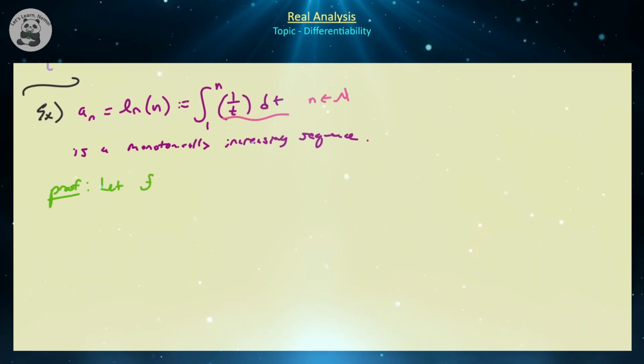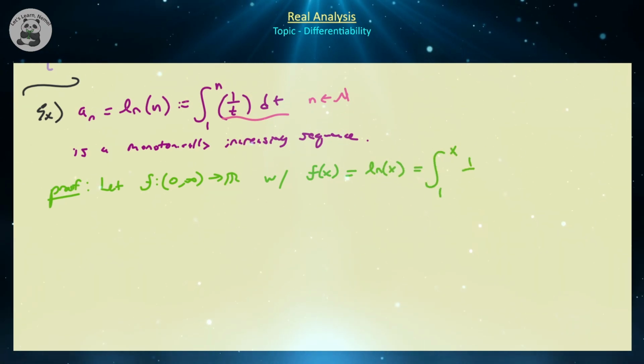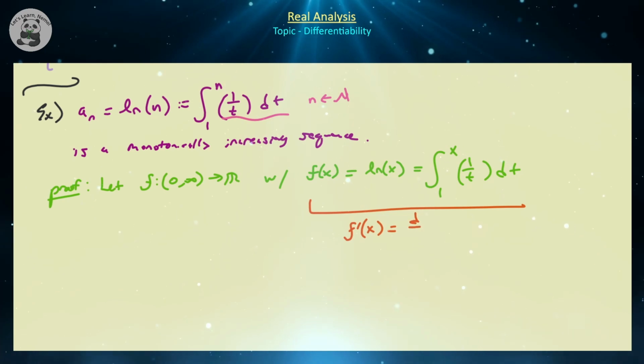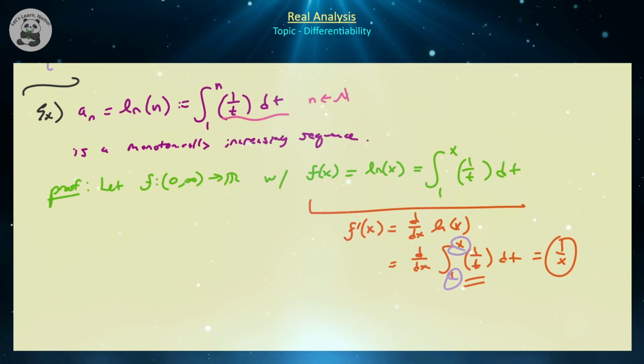First off, let's assume that f maps 0 to infinity to the set of real numbers, and let's define f of x to be equal to the natural log of x, which by definition will be the integral from 1 to x of 1 over t dt. So it's an integral defined function. From the fundamental theorem of calculus, we can clearly see that f prime of x, which is the derivative of the natural log of x, will be equal to the derivative of the integral from 1 to x of 1 over t dt. From the fundamental theorem of calculus, we know that that's just going to be equal to the function underneath that integral sign, provided that the lower bound is a constant and the upper bound is a variable.